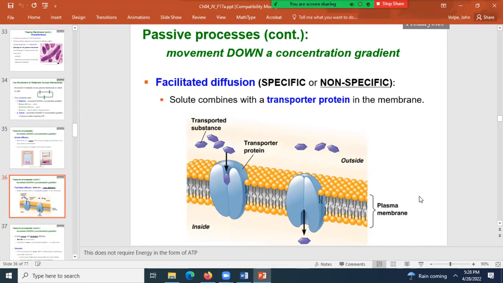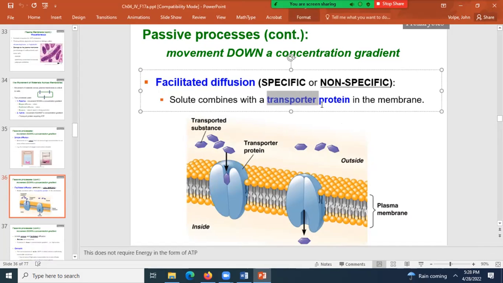Facilitated diffusion uses a transport protein, and this slide is calling it a transporter protein. It's the same thing as a transport protein, where it moves a molecule from areas of high concentration to areas of low concentration. And that's why it's called facilitated diffusion. The molecule is moving from areas of high concentration to low concentration. It doesn't require any energy on the part of the cell to move the molecule.